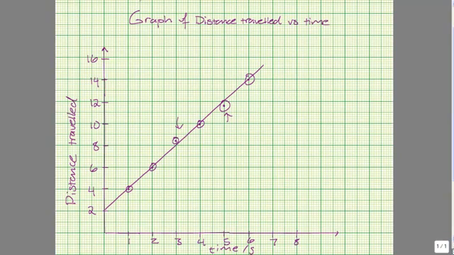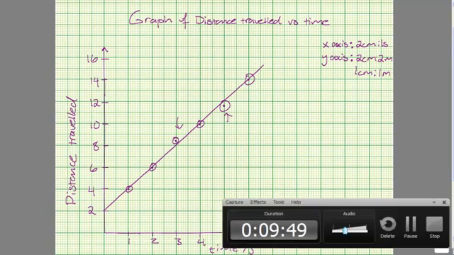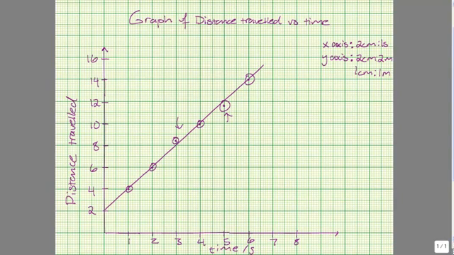And we also need to include our scale. On the x-axis, our scale is 2 centimeters to 1 second. On the y-axis, our scale is 2 centimeters to 2 meters, or 1 centimeter to 1 meter. Now, based on this data, we can calculate the gradient of the graph and the y-axis intercept. In our next video, we will calculate what the gradient of this graph is, and we'll find the intercept along the y-axis.